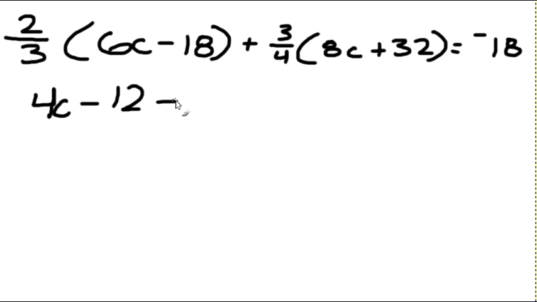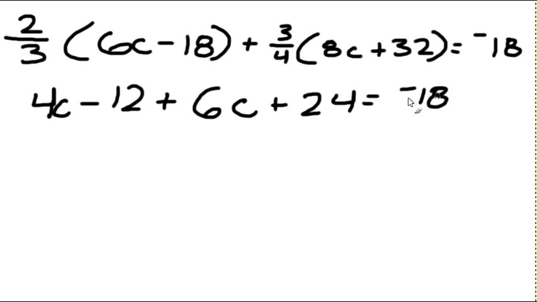Minus 12, plus 3/4 times 8c, divided by 4 you get 2 times 3 is 6, 6c. And 32 times 3/4, divided by 4, that's 8 times 3 is 24. Equals -18. So you're going to simplify again by adding the like terms. So you're going to get 10c plus 12 is equal to -18.